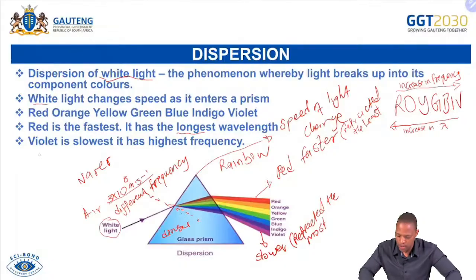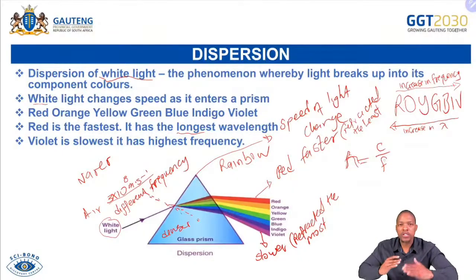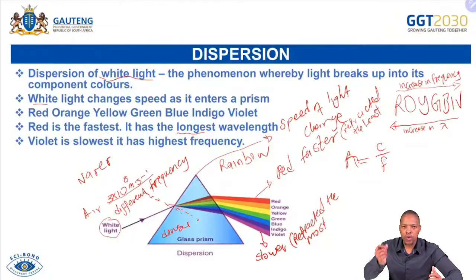The highest frequency. Okay? You would remember the relationship between frequency and wavelength is that of inverse proportion. If you remember the formula that we looked at last year, the relationship between wavelength and frequency is inversely proportional. Where there is longer wavelength, there is low frequency. Where there is high frequency, there is shorter wavelength.